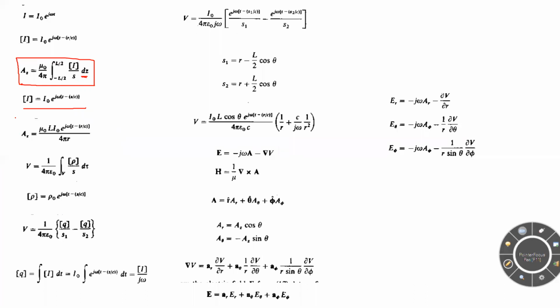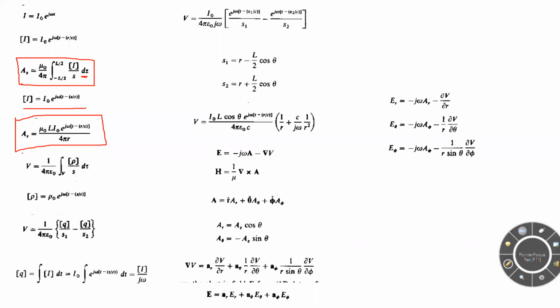So when you simplify the equation, you will end up with a vector retarded potential in the z direction, which is given by this equation: mu naught L into I naught e raised to j omega (t minus r by c) divided by 4 pi r. So this is the equation for vector retarded potential.